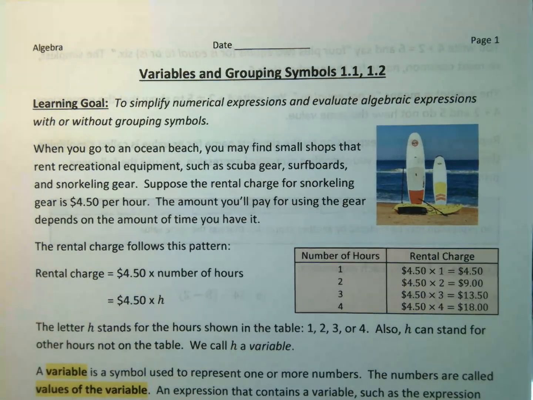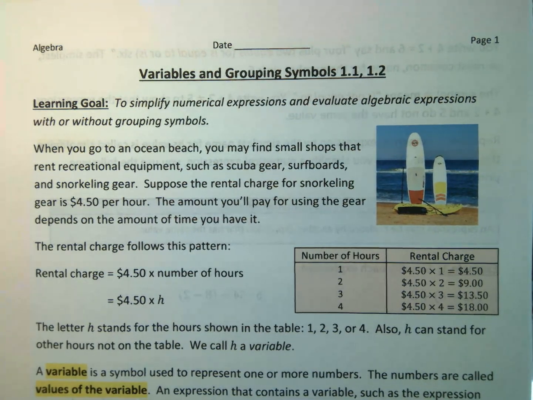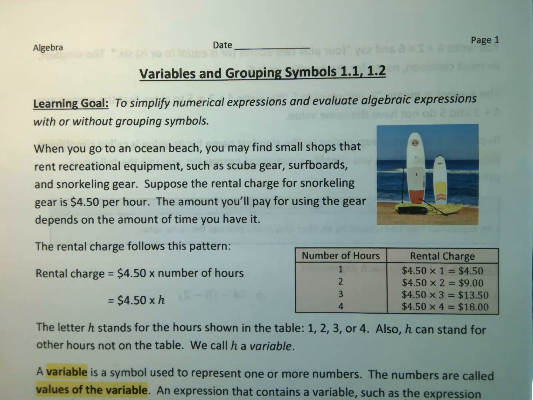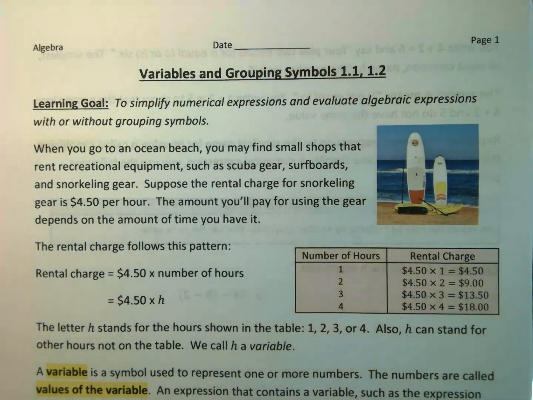And a variable is a symbol used to represent one or more numbers, and the numbers are called values of the variable. Now, the reason we call it a variable is because it varies. H may represent one number in one situation, and it may represent a different number in another situation. So it varies depending on the situation. Whereas regular numbers like 1, 2, 3, and 4, we refer to as constants because they don't change.